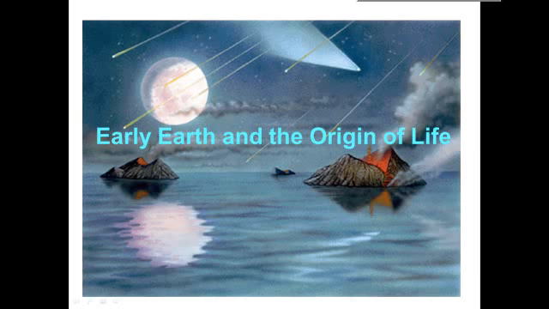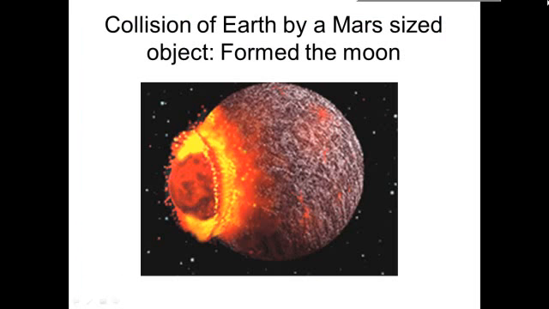Hello, tonight we're going to talk about the early Earth and the origin of life. The Earth formed about 4.6 billion years ago. It formed from a collection of dust and debris from outer space, and they all coalesced into a ball.